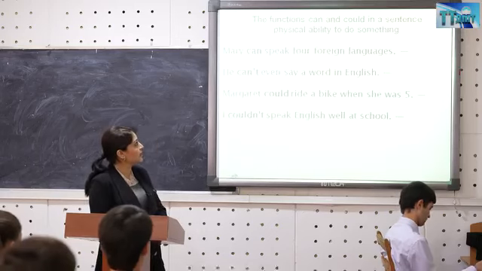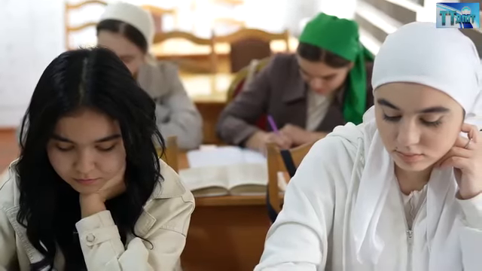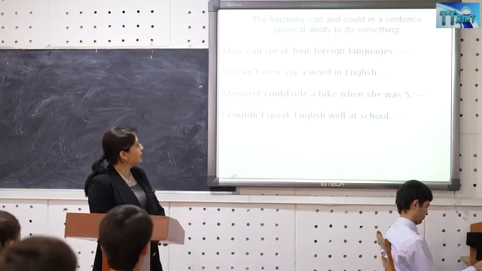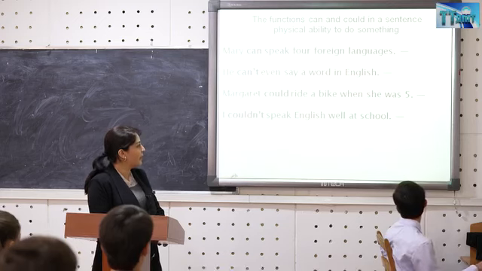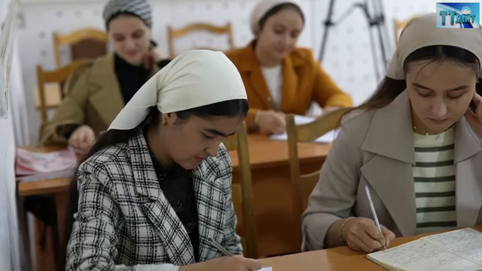The functions of can and could in a sentence. Physical ability to do something. Mary can speak 4 foreign languages. He cannot even say a word in English. Margaret could ride a bike when she was 5. I couldn't speak English well at school.